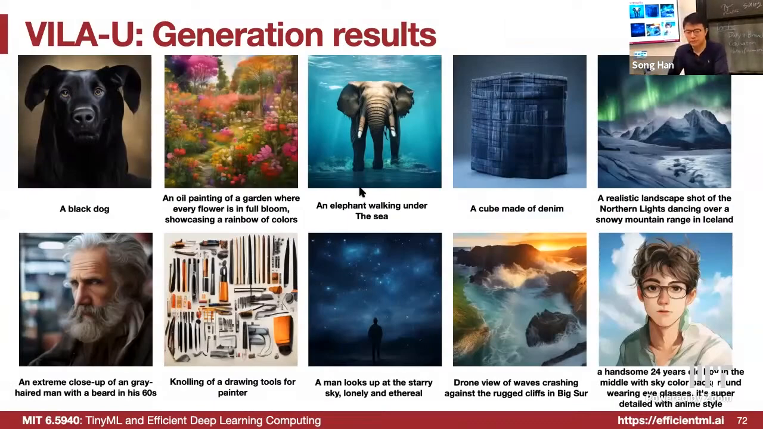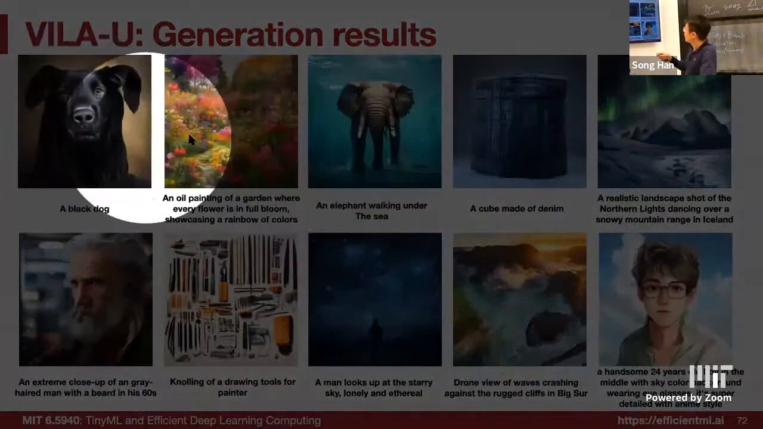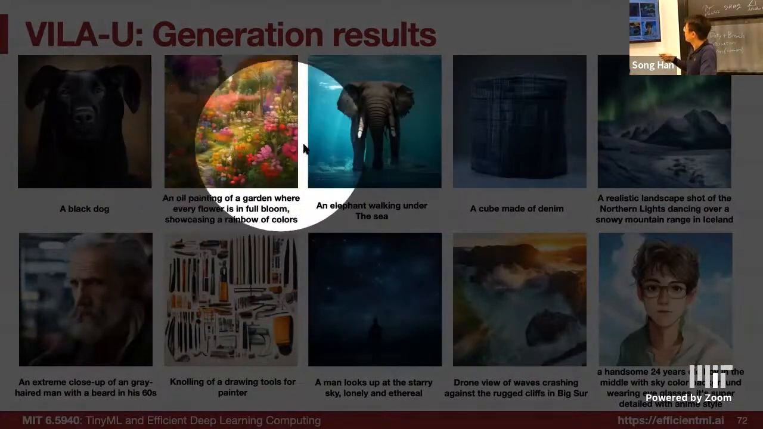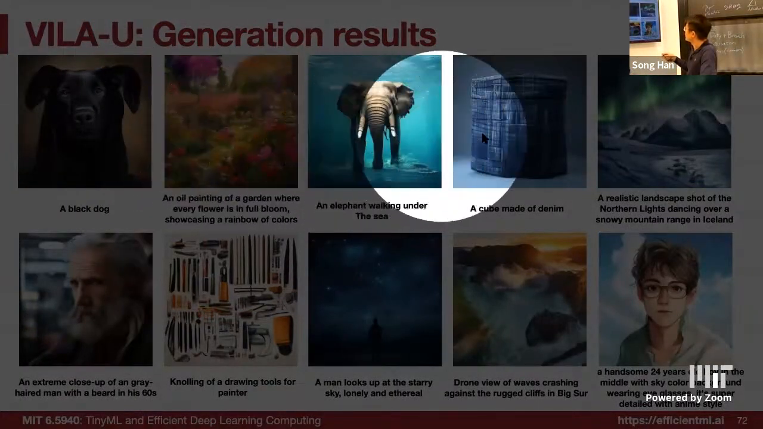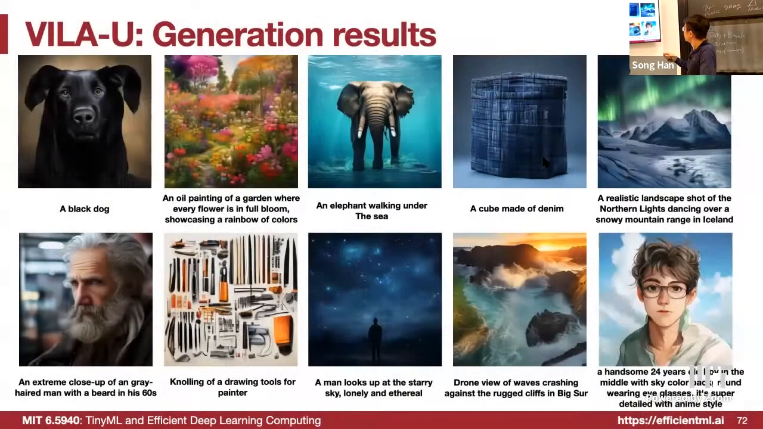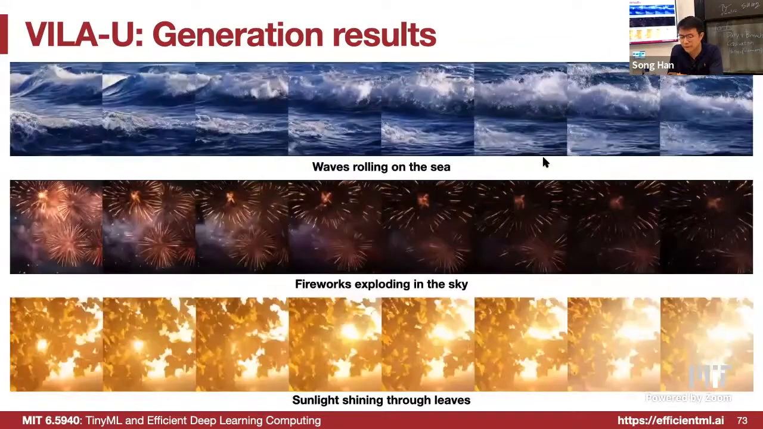And here are some generation results using this token-in, token-out approach, VILA-U. Here is a black dog, oil painting of a garden, elephant walking under the sea, a cube, etc. And this is actually available. The demo, you can try it at vila-u.mit.edu. And this is some result on generating videos, still under development.